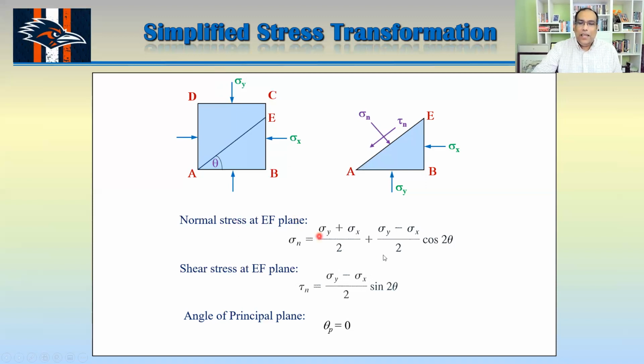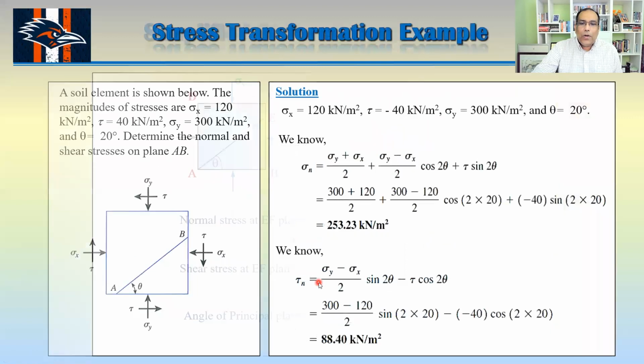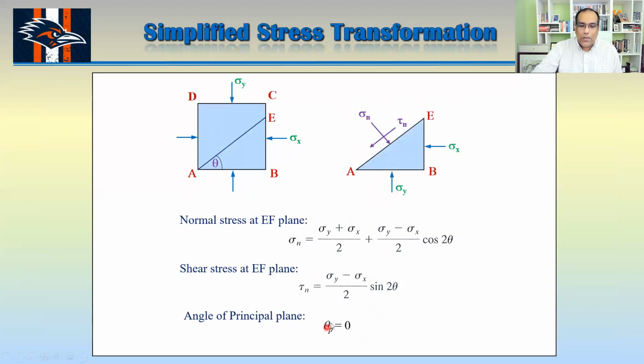you can see that the tau part is gone now. We don't have the tau part here anymore because tau xy is equal to 0. Okay, so if you just go back here, this one is 0 because tau xy equals 0. This one is also 0, and this one is also 0. So you get this, and your principal stress angle is 0. So this means this is your principal stress plane.